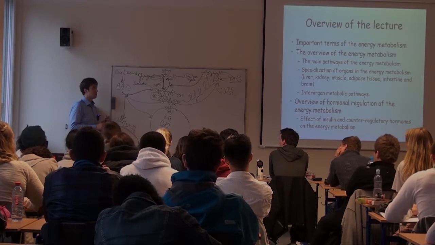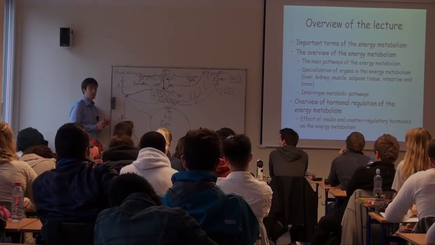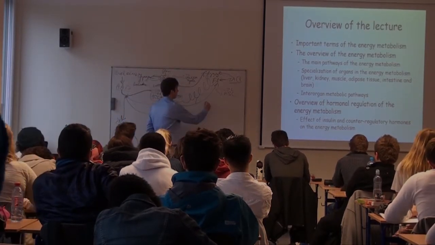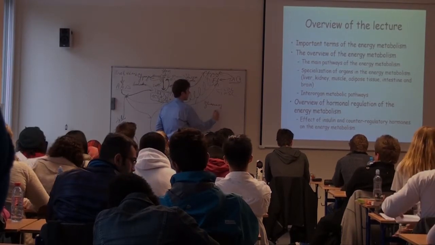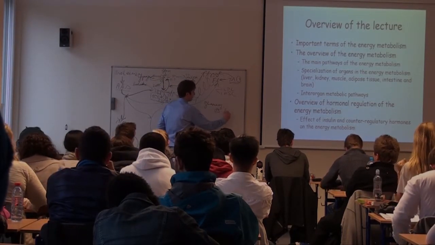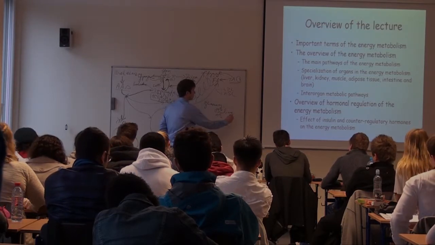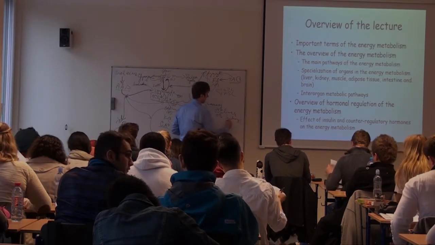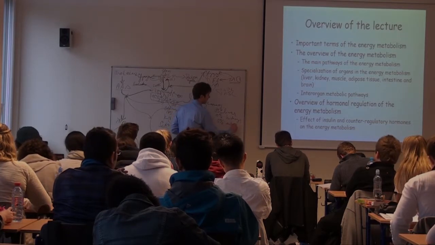And another important thing for energy metabolism is that about 5% of total gluconeogenesis is localized in enterocytes. So at the end, if we have the gluconeogenesis, 85% we have in liver, 10% in kidneys, and 5% in enterocytes.